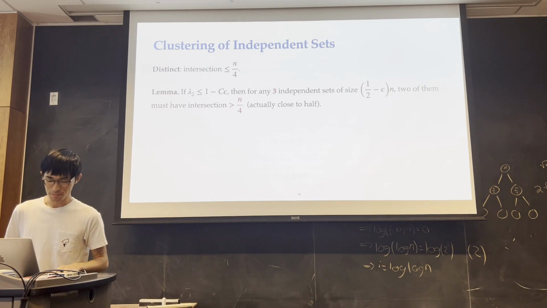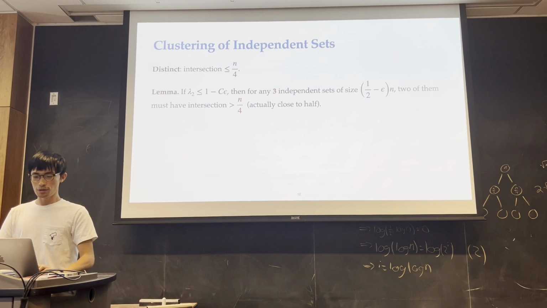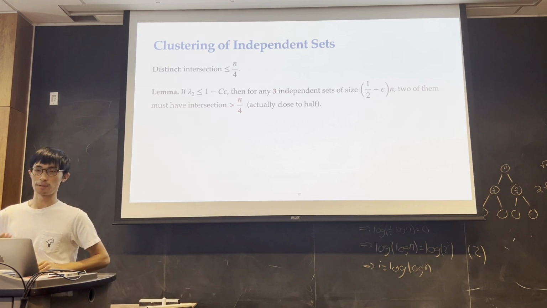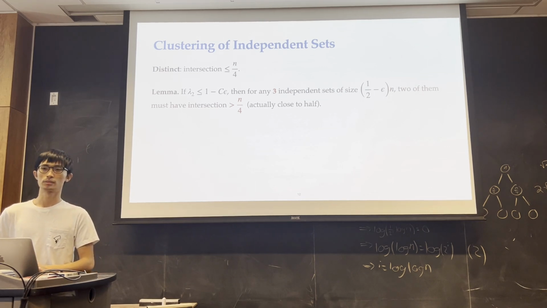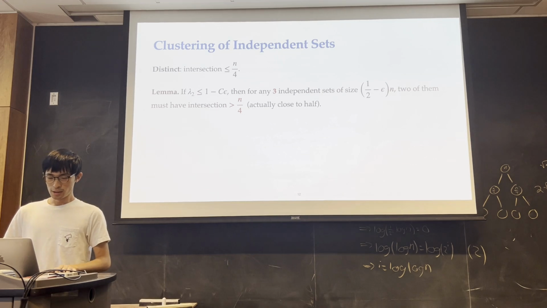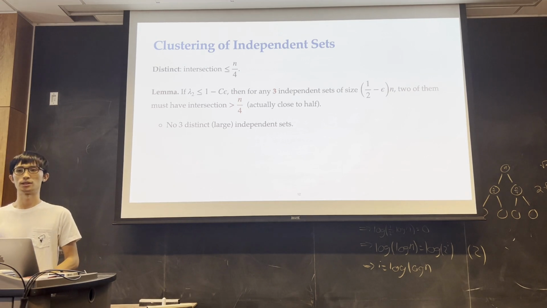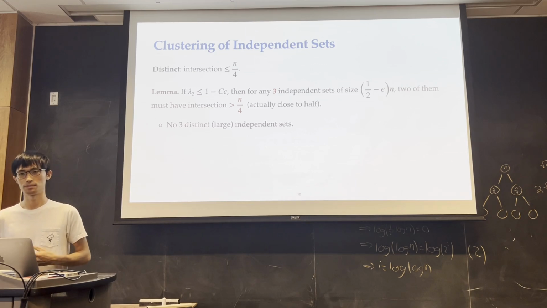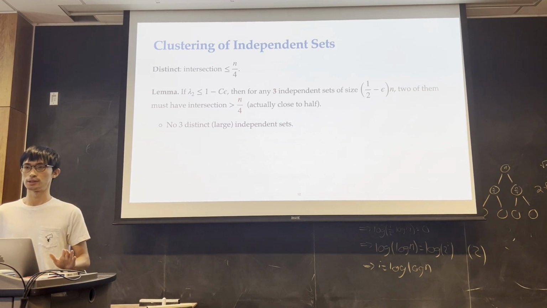Here's our lemma. Suppose the second eigenvalue is upper bounded by 1 minus constant times epsilon. Then for any 3 independent sets of size half minus epsilon times n, 2 of them must have intersection larger than n over 4. And we're actually going to prove that it's close to half. In other words, this means that there cannot be 3 distinct large independent sets, when we define distinct to mean intersection at most n over 4. Okay, any questions about this statement?